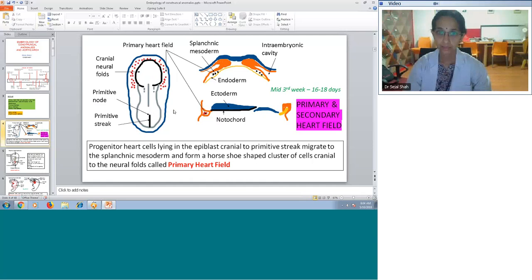Now this is a coronal section. If we do an axial section, this is how we will see the splanchnopleuric mesoderm, where the primitive cardiac cells come to lie. And this is the primary heart field. If we take a sagittal section, then this is what it is going to be, the notochord, and this is where the primary heart field lies cranial to the notochord.